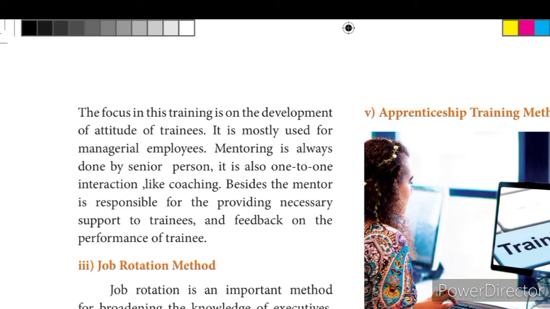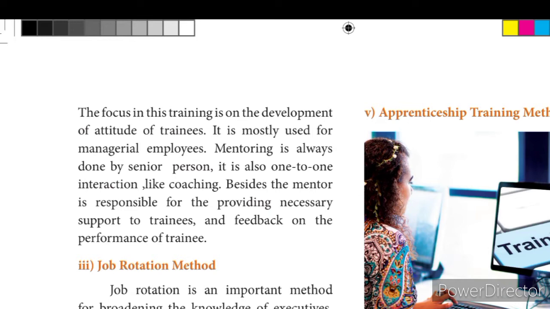Okay, it is mostly used for managerial employees. Mentoring is always done by a senior person. It is also one-to-one interaction, like coaching. Besides, the mentor is responsible for providing necessary support to trainees and feedback on the performance of the trainee. Okay, so this is what.